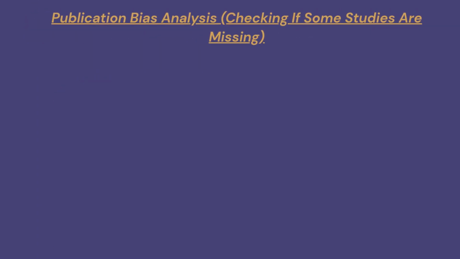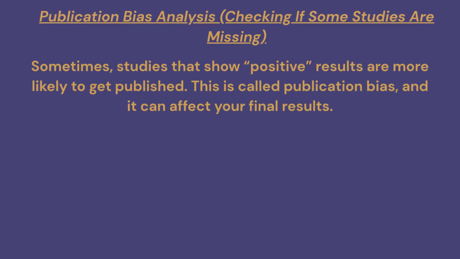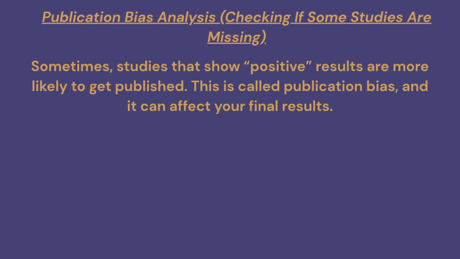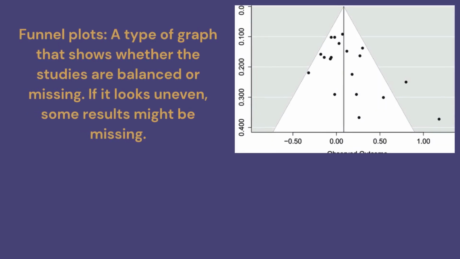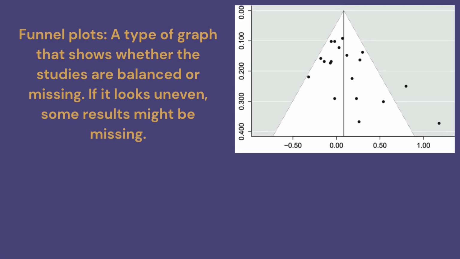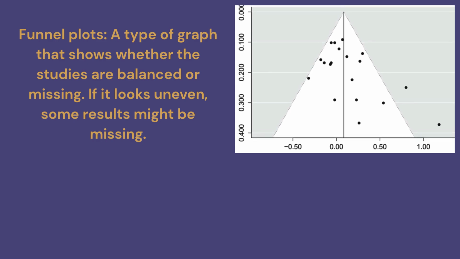Publication bias analysis, checking if some studies are missing. Sometimes, studies that show positive results are more likely to get published. This is called publication bias, and it can affect your final results. To check for bias, researchers use funnel plots, a type of graph that shows whether the studies are balanced or missing. If it looks uneven, some results might be missing.